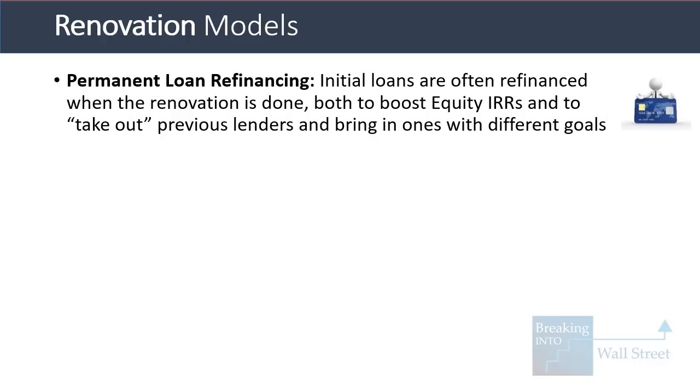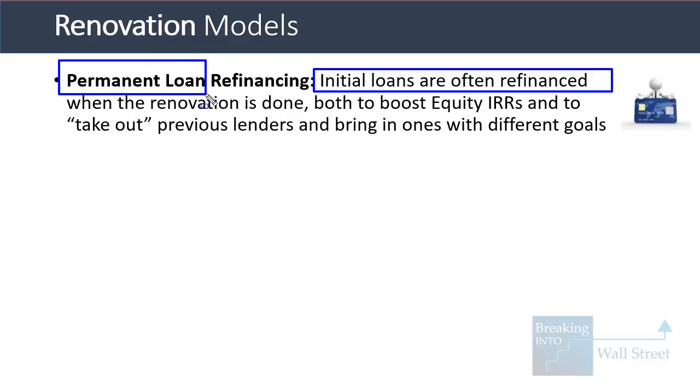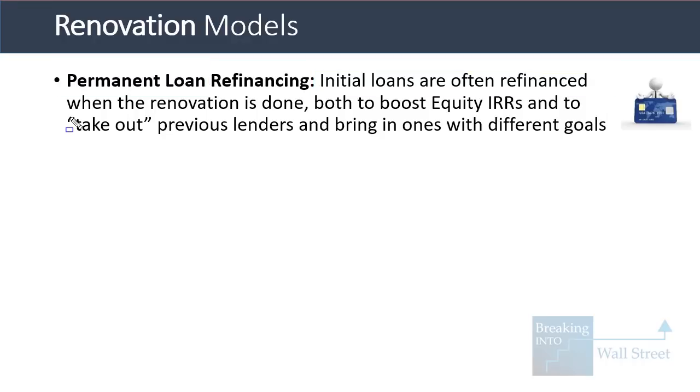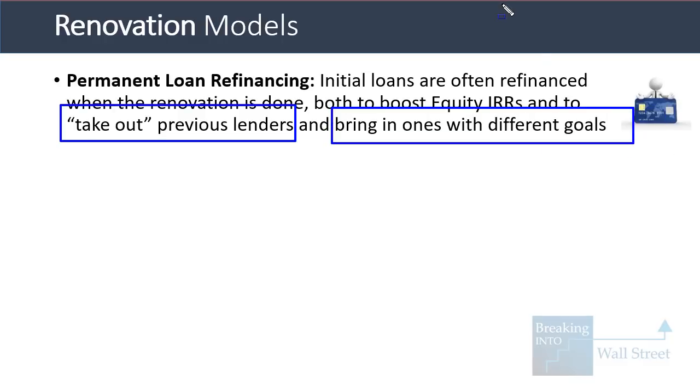Oftentimes in a renovation, once the renovation is done, the initial loans to finance the acquisition will be refinanced into permanent loans. The risk profile and returns of the property change once the renovation is done, and so you take out previous lenders, bring in new ones that have different goals that are more aligned with a stabilized operational property.